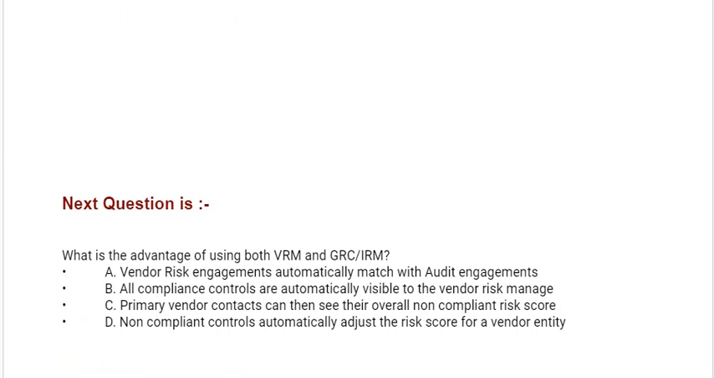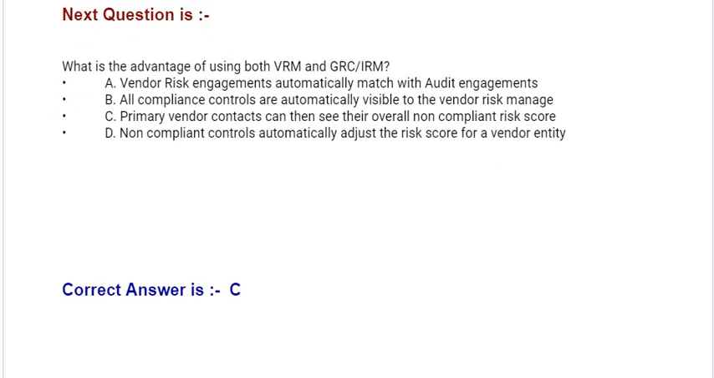Next question is, what is the advantage of using both VRM and GRC-IRM? Option A. Vendor risk managements automatically match with audit engagements. Option B. All compliance controls are automatically visible to the vendor risk manager. Option C. Primary vendor contacts can then see their overall non-compliant risk score. Option D. Non-compliant controls automatically adjust the risk score for a vendor entity. Correct answer is option C.